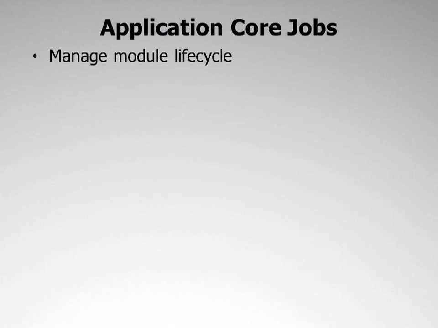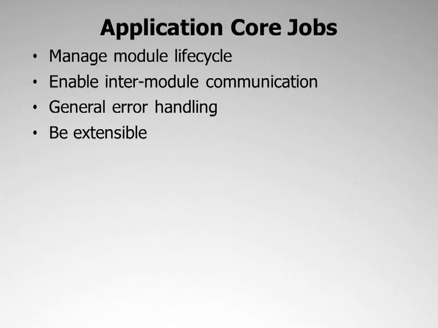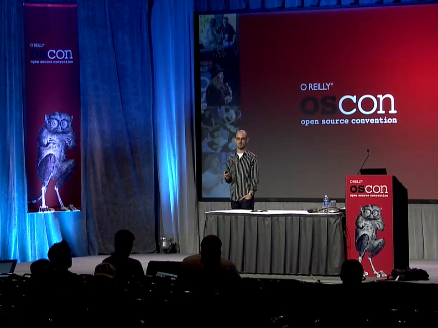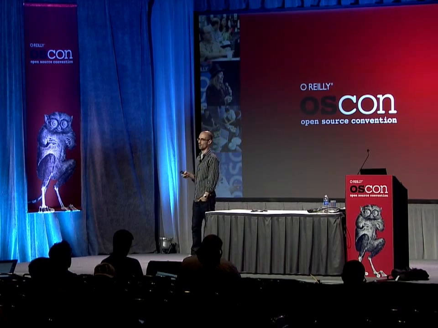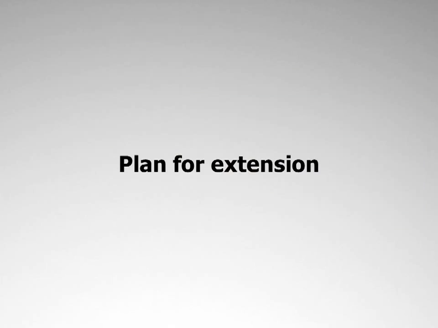So what does the application core do? Manages the module lifecycle, enables intermodule communication through the mediator pattern, general error handling, and it also must be extensible. So why extensible? Well, because your web application is going to change. Right? The worst thing that you can do is build up an application framework based on what your web app is today. Right? That will get you to where you need to be today, and then next year when it changes, you'll find that you're really boxed in and you can't make changes without rewriting a whole bunch of stuff.